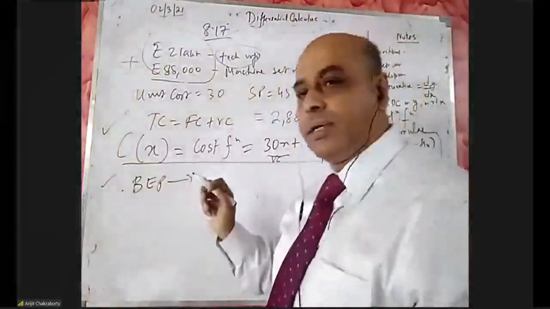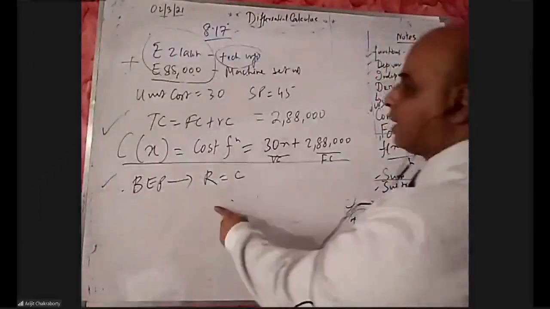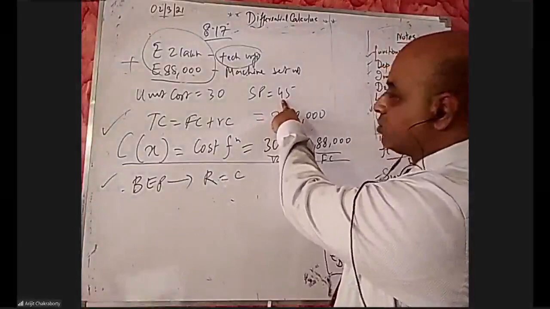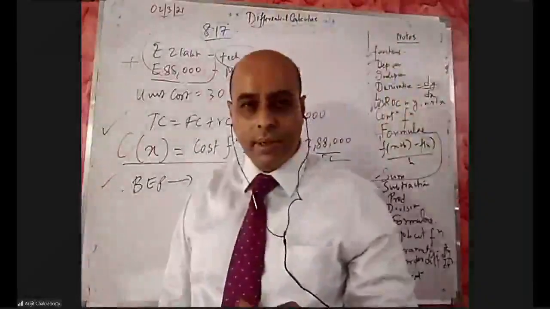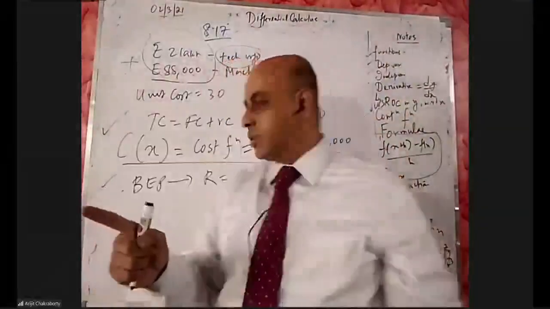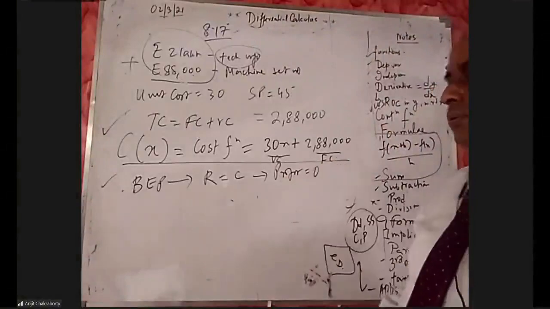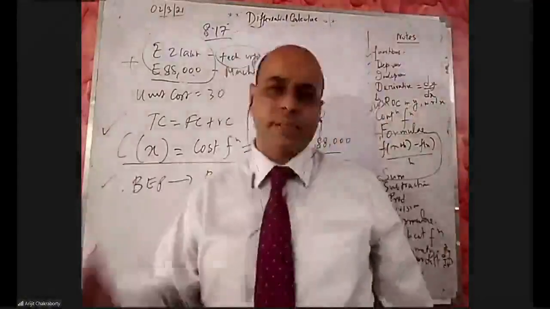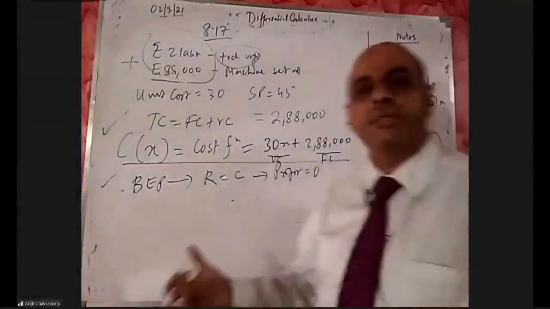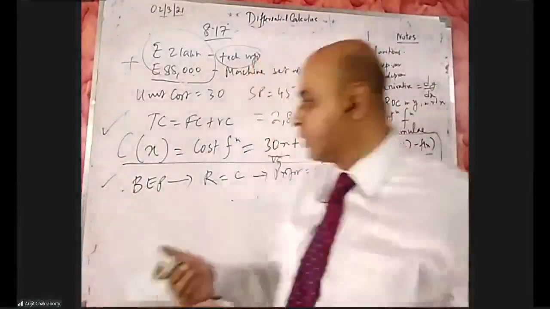The break-even point is reached when the revenue is equal to the cost. Now I have revenue, selling price is 45 rupees. So if I am producing X units, I have to find at what level the revenue will be equal to cost, right? Revenue equal to cost. That means at break-even point, the profit is zero. I'm earning as much as I'm spending. So revenue is equal to cost, profit is zero. So I will just equate and then I will check what is the solution to the equation.